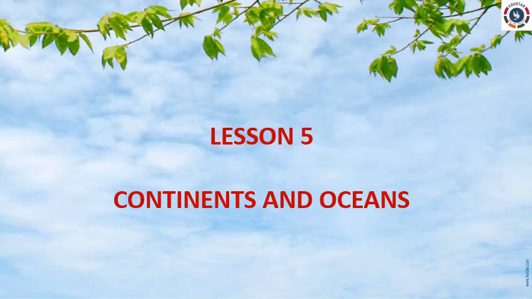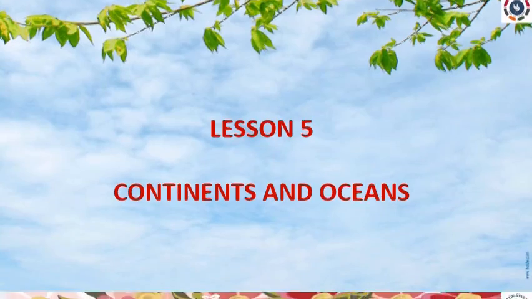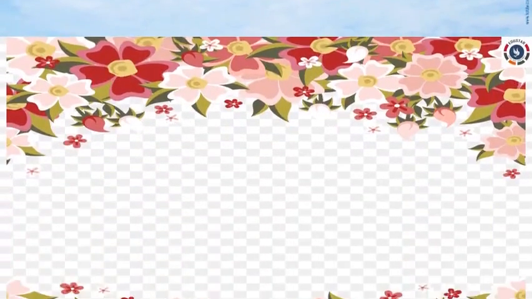Now we will revise lesson 5, continents and oceans. Now we will revise about continents. So what is continent? Continents are large land masses. There are 7 continents on earth: North America, South America, Asia, Africa, Antarctica, Europe and Australia. First we will see about Asia.